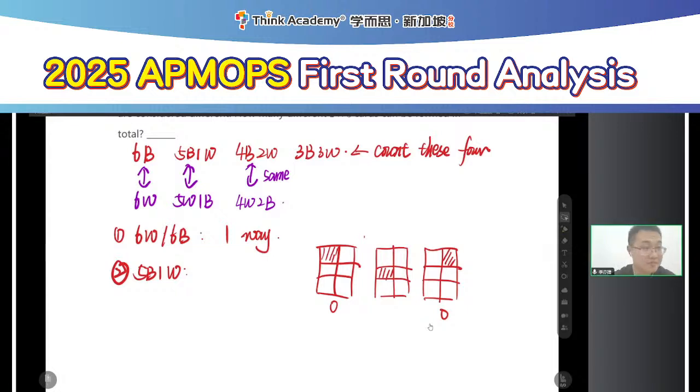Actually, they're different. You may think, hey teacher, if we flip it, it should be the same. No. If you flip it, you make it into 5 white, 1 black instead. So the color is not the same. You cannot flip the first one into the third one. So actually they are different. So now this should be 3 ways.